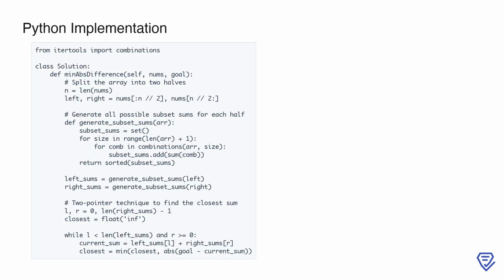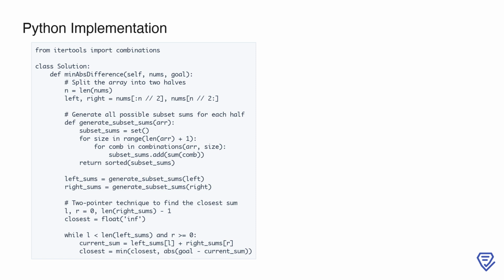Here, we begin by importing the combinations function from the itertools module, which will help us generate subsets of the input list. The solution is implemented within the minAbsDifference method of the Solution class. The first step is to split the input list nums into two halves, left and right. This is because dividing the problem into smaller parts allows us to handle subsets more efficiently, especially when the array size is large.